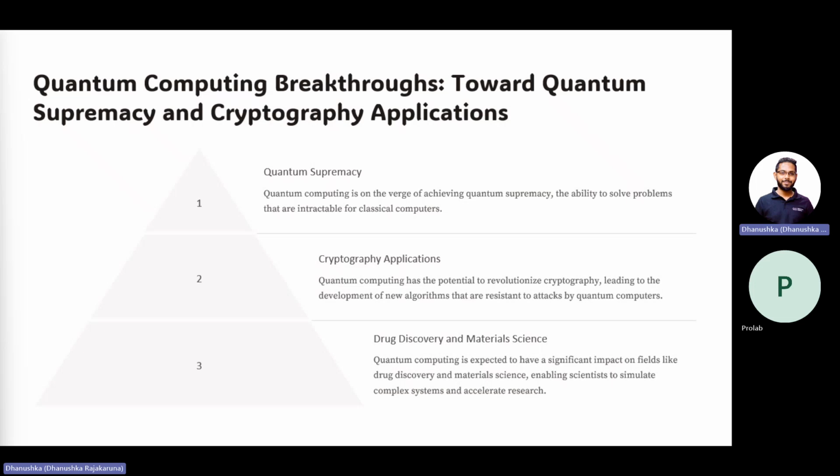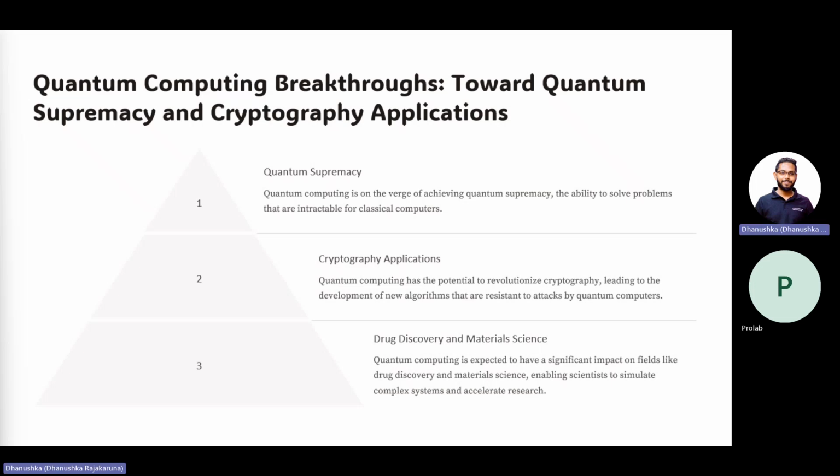So now we will talk about challenges in quantum computing and how we can overcome them. Scalability: building systems with millions of error-corrected qubits remains a significant hurdle. Decoherence and noise: developing robust error correction methods. Interoperability: creating frameworks to integrate quantum systems with classical computer workflows.